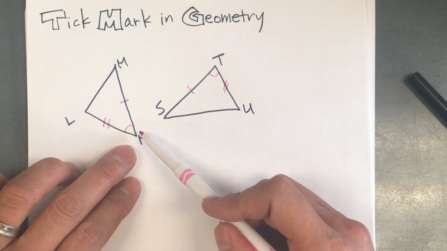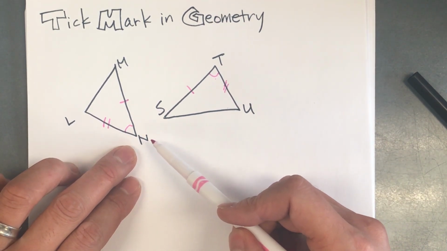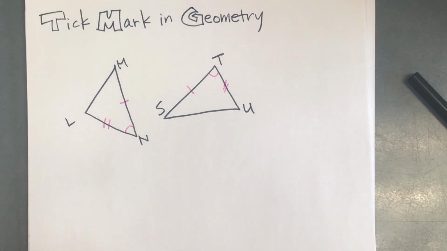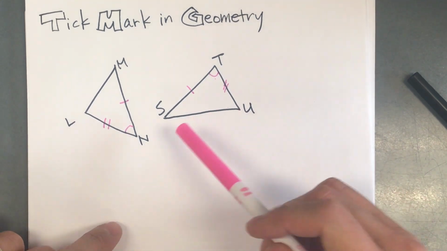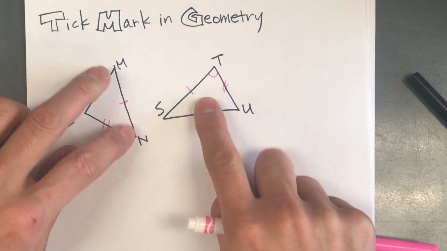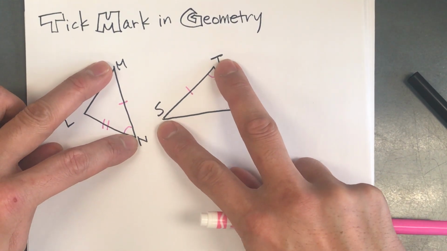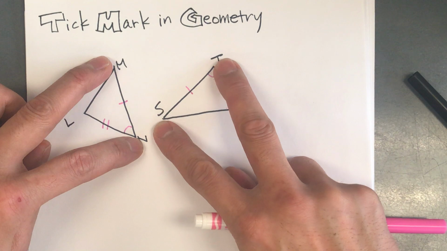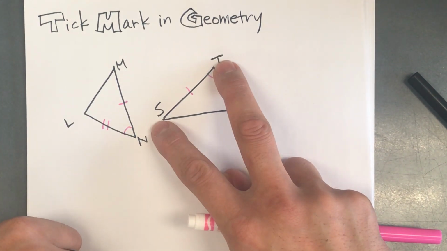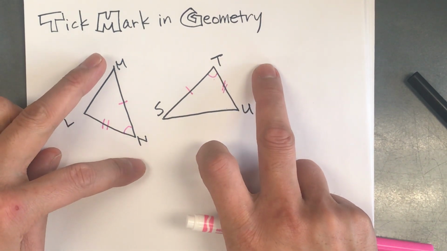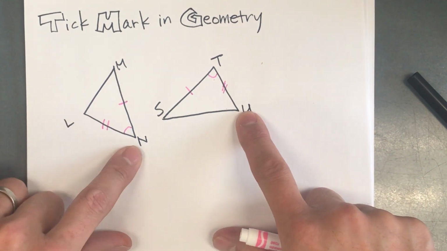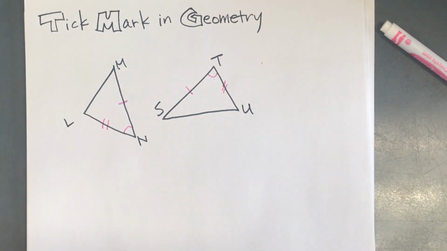If this says angle LNM is whatever the degrees, then this angle STU will be the same degrees as well. Now, these two tick marks tell you that the lengths of these two segments are congruent. That means these lengths, ST and MN, are exactly the same in inches. So if ST is 5 inches, for example, then MN has to be 5 inches as well. Likewise, TU and LN will be the same length.